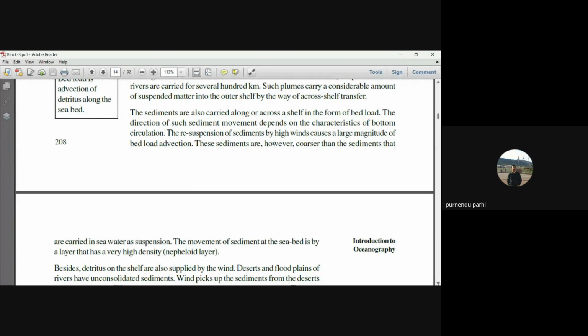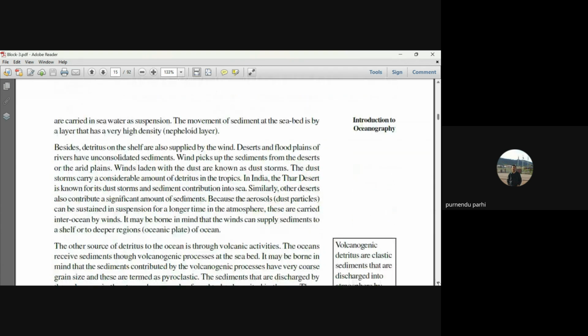The sediments are also carried along or across a shelf in the form of bed load. The direction of such movement depends on the characteristics of the bottom circulation. The resuspension of sediments by a high wind causes a large magnitude of bed load advection. These sediments are, however, coarser than the sediments that are carried in the seawater as suspension. The movement of sediment at the seabed is by a layer that has a very high density.